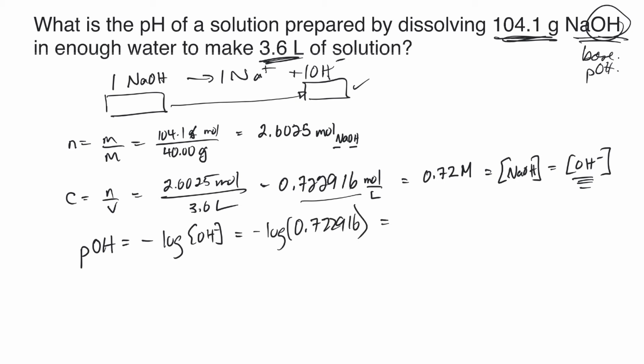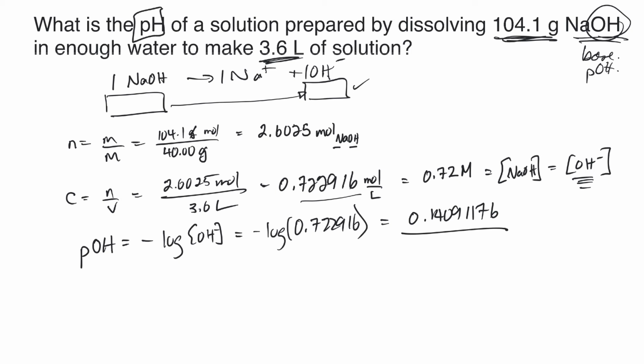0.7229116, etc. Let me see if I can do that correctly on my calculator. So negative log of my answer. There we go. 0.14091176, etc. And so that's the pOH, but the question actually asked us for the pH.